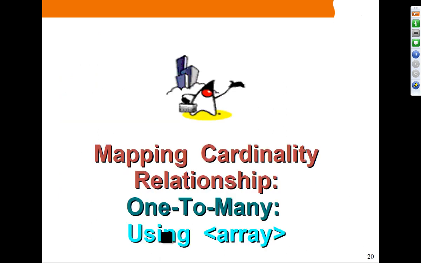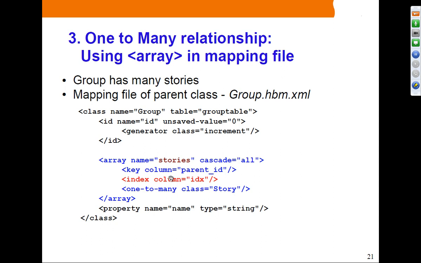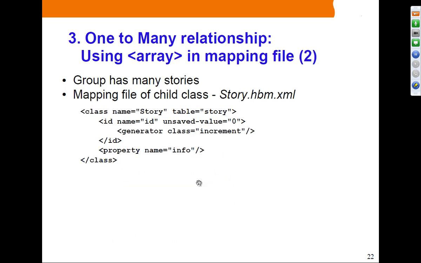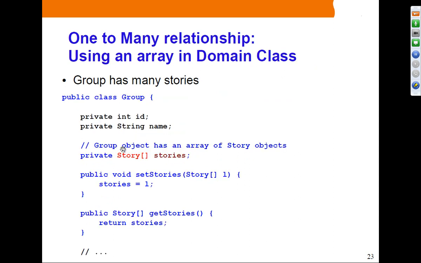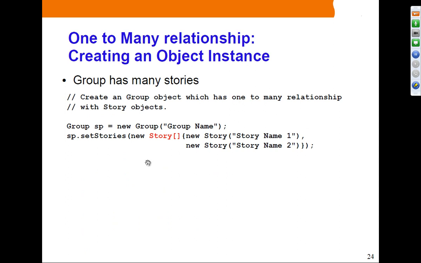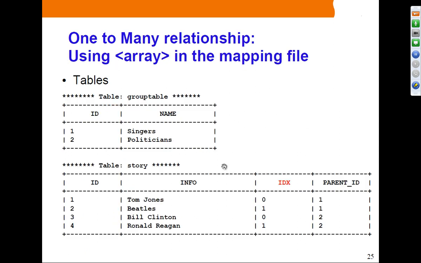Okay, so that is a list. Array is pretty much the same as the list because it has an order. So again, you have an index column, and the rest of it is pretty much the same. There is nothing you have to do on story. And here, instead of list or set, you specify an array of story. Here we are adding 2 stories using an array object. Again, the table should have this index column. So it works pretty much the same as list.